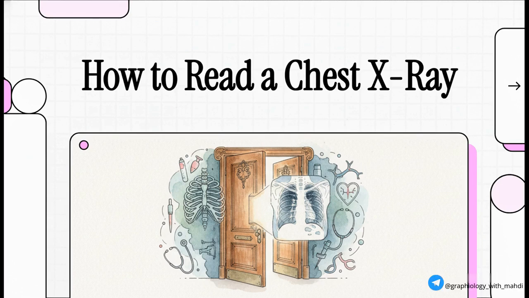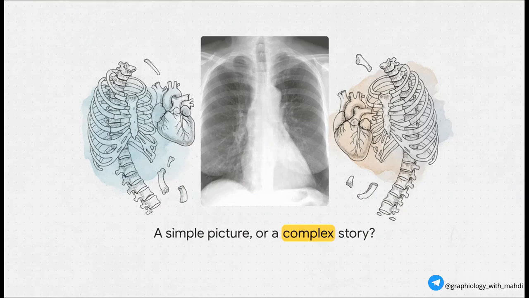So let's jump in. At first glance, it seems simple enough, right? Black is air, white is bone, or maybe fluid. But the real trick, the thing that makes this so challenging, is that we're looking at a three-dimensional person squashed down into a two-dimensional image. Imagine trying to understand a whole building just by looking at its shadow. Everything, the ribs, the heart, the lungs, the spine, is all piled on top of each other. Our job is to learn how to mentally unpack that shadow.